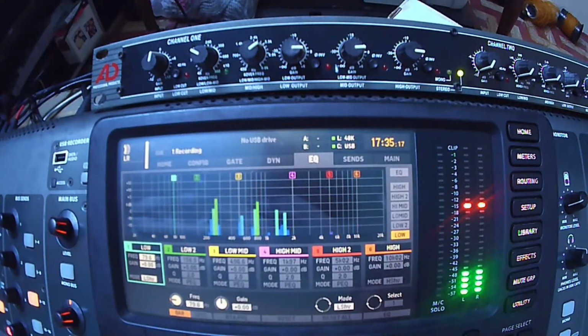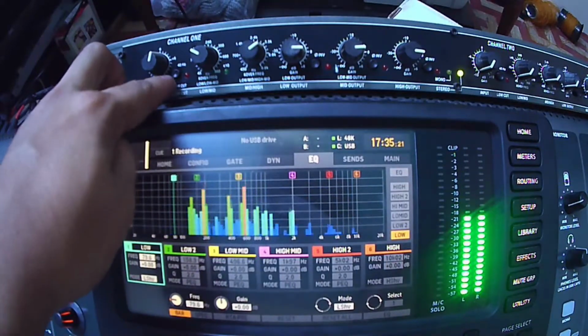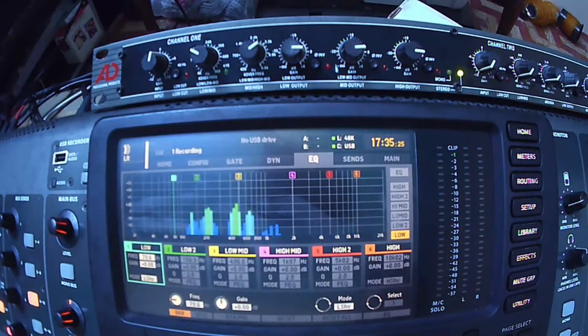Now, if you have noticed, we have here this low cut button, and what this does is it cuts the frequency around 40 Hz. Let's try it.